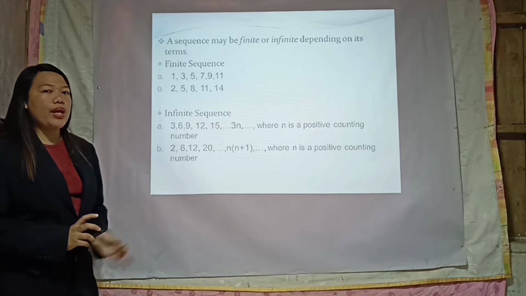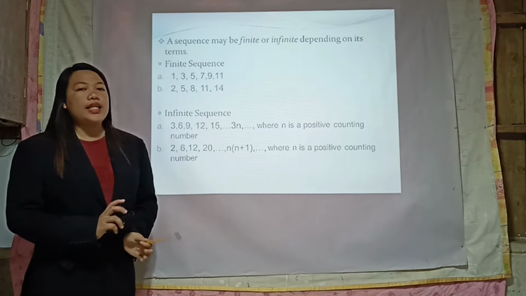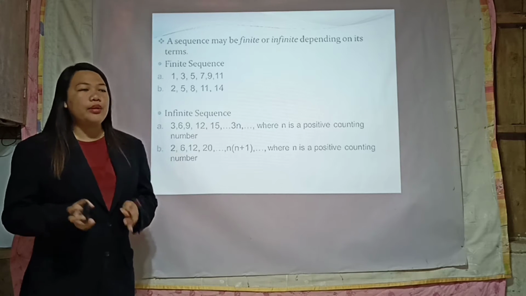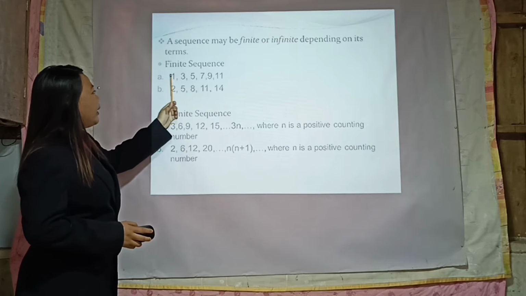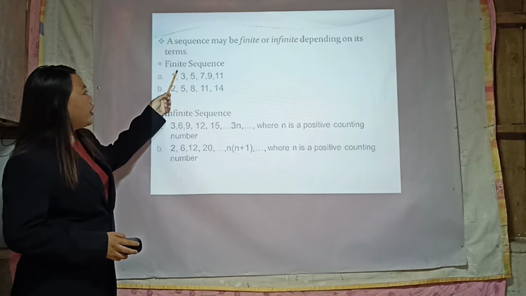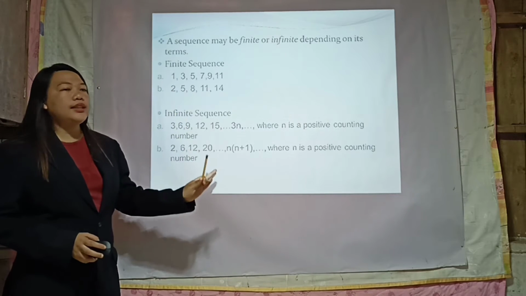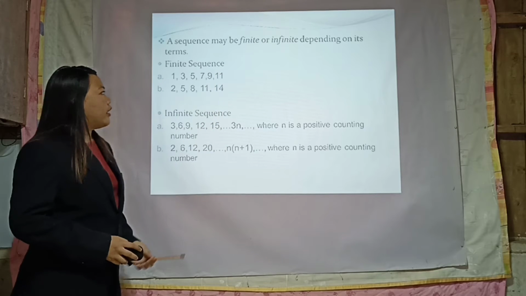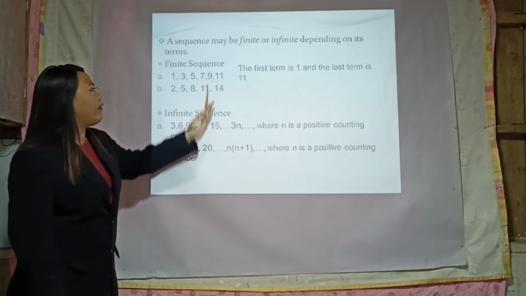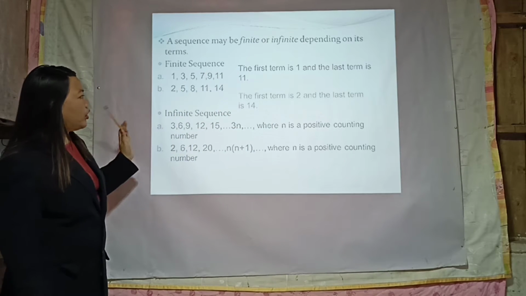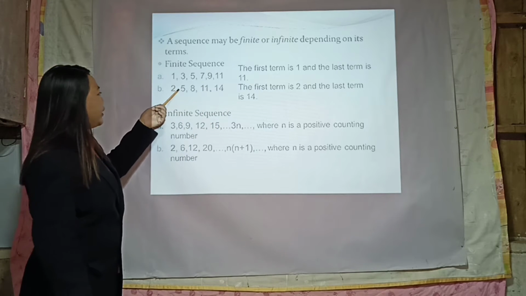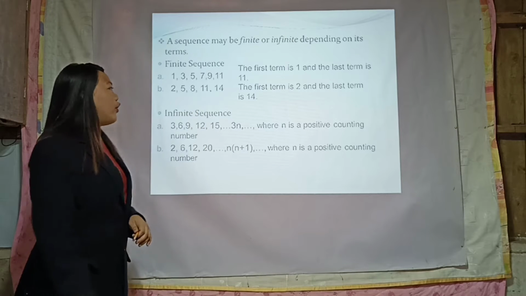So, finite sequence example. A finite sequence has a first term and a last term. For example, 1, 3, 5, 7, 9, and 11. It has a first term which is 1 and a last term which is 11. The next example also has a first term and a last term, where the first term is 2 and the last term is 14.